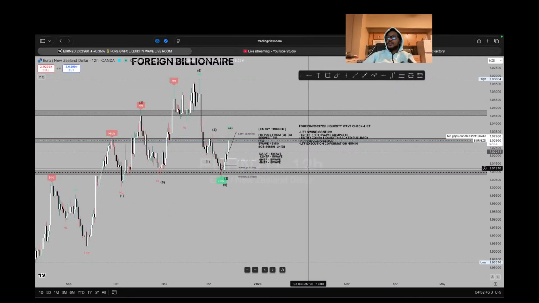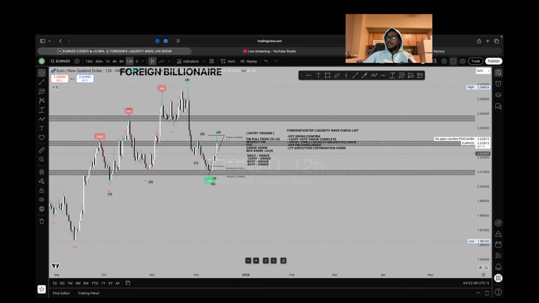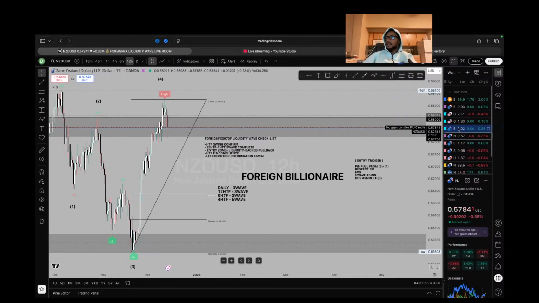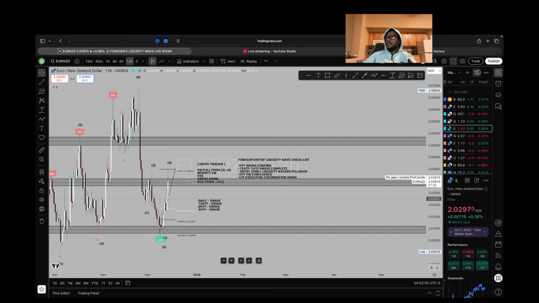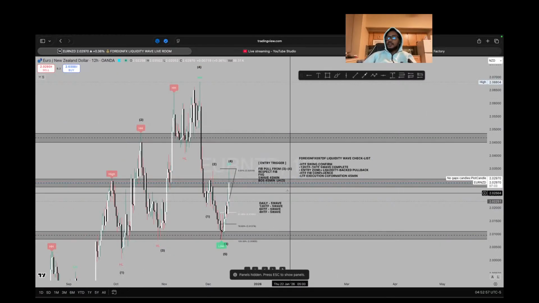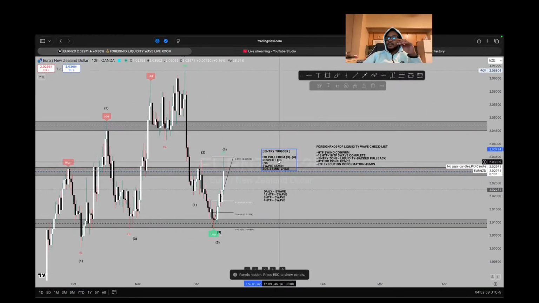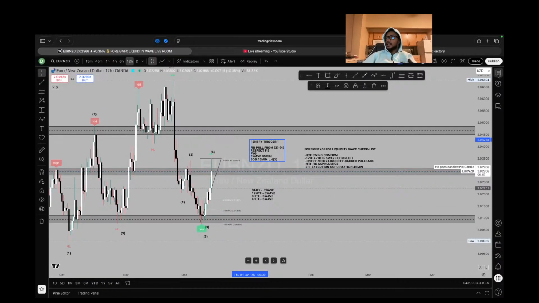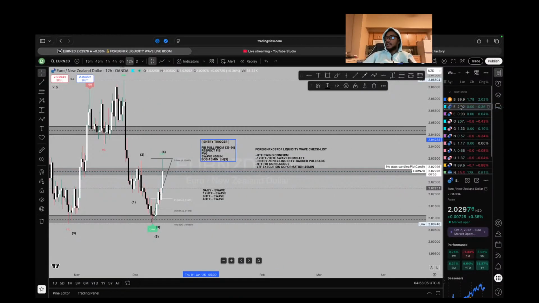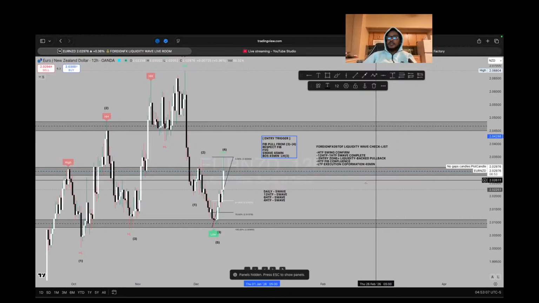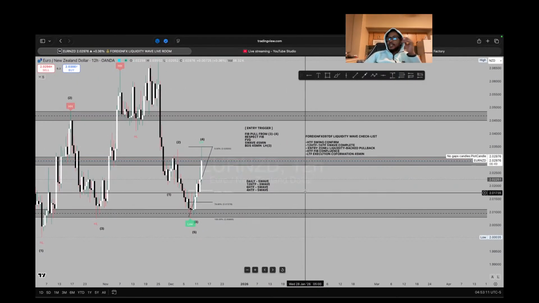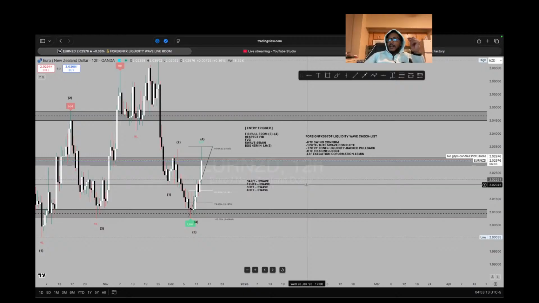Oh, I almost forgot about my baby. It's a good thing I'm going down, you know. I think this is the pair that I should have had at my top. So this is Euro NZD. So Euro NZD, I'm looking for a buy.